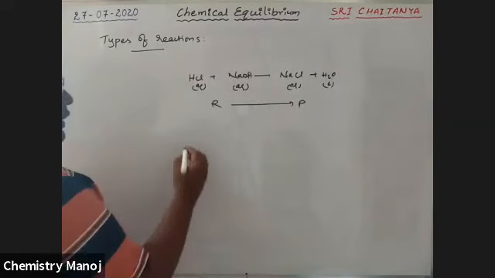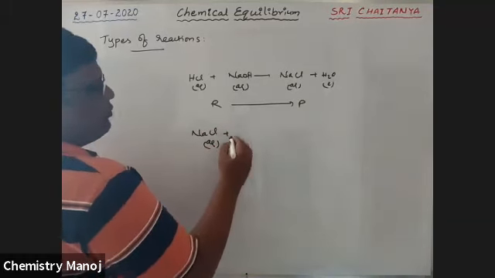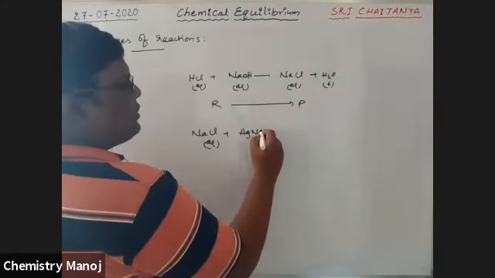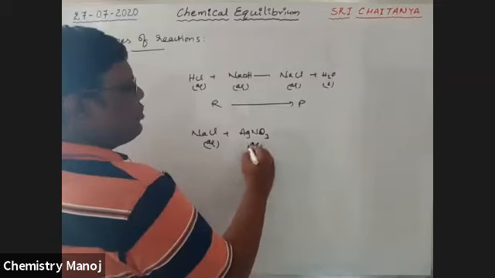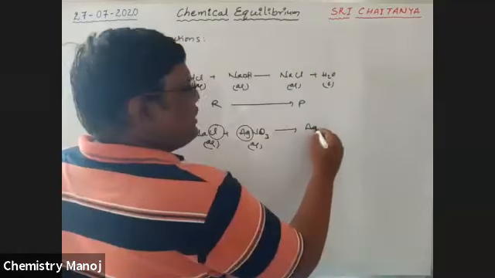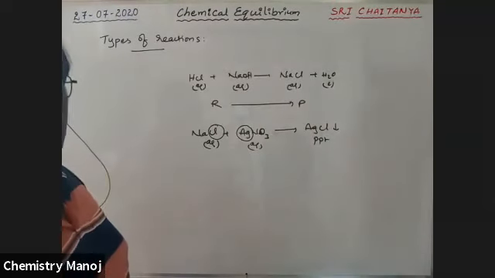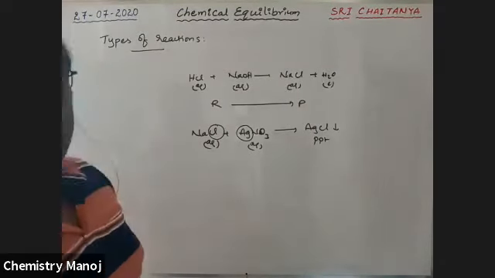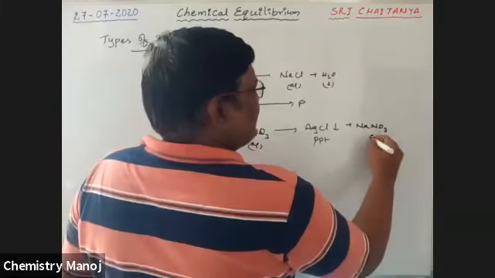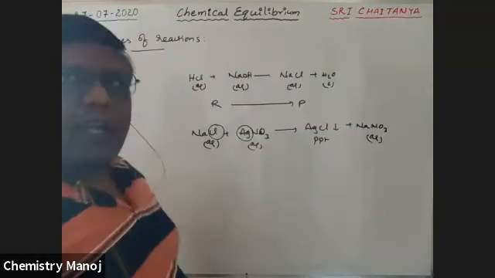Once again, see here, that is NaCl. It is an aqueous solution. Next, AgNO3. It is also dissolved in water, an aqueous solution. These two combine, and this Ag and this Cl combination gives AgCl precipitate. Precipitate means it settles down in the reaction vessel. So AgCl precipitate is formed. After that, NaNO3 is the aqueous ion, in ionic form. It is nothing but a precipitation reaction.